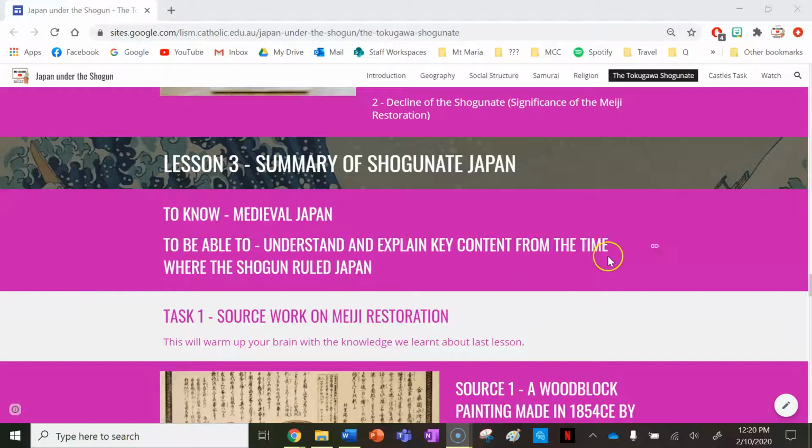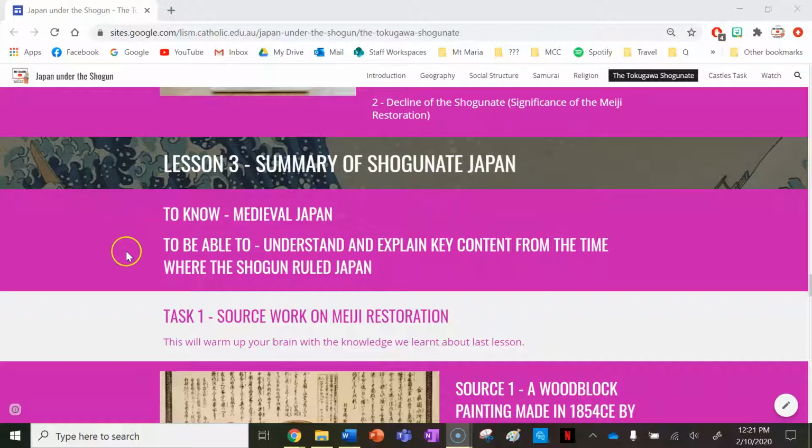Hi everyone, and welcome to your third and final lesson underneath the Tokugawa Shogunate tab on the Japan Under the Shogun Teaching and Learning website resource. This lesson is going to be a summary of all the content we've been learning about so far in the unit of Japan Under the Shogun.